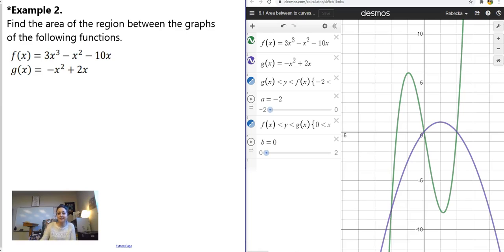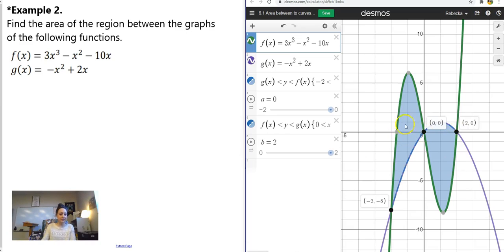All right, so I've graphed f of x in green, g of x in purple. Notice that these graphs intersect 1, 2, 3 times. Do you see how you have two kind of different areas, right? So that first area, its domain is going to go from -2 to 0. And then the second one is going to pick back up at 0 and end at +2, right? Because again, my intersections are at x equals -2, 0, and 2.